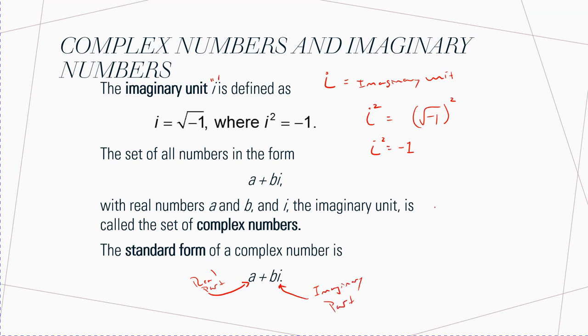Let me give an example of a complex number, something like 5 plus 7i. That's a complex number. Or negative 3 minus 4/5 i. That's also a complex number. Anything of this form, where it has a real part and then an imaginary part, is a complex number. Now we want to perform all these operations on complex numbers.